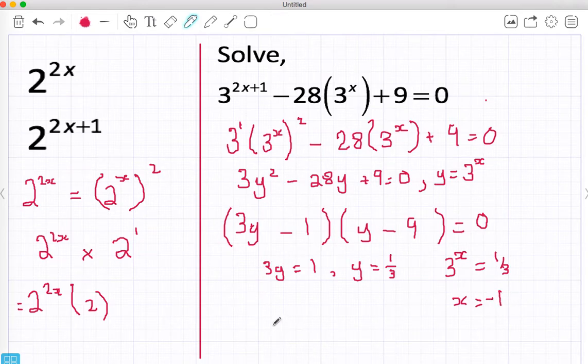Look at the second bracket. y must equal 9. y is 3 to the power of x, and I want that to equal 9. So from this one, x must equal 2. So I've got my answers there.